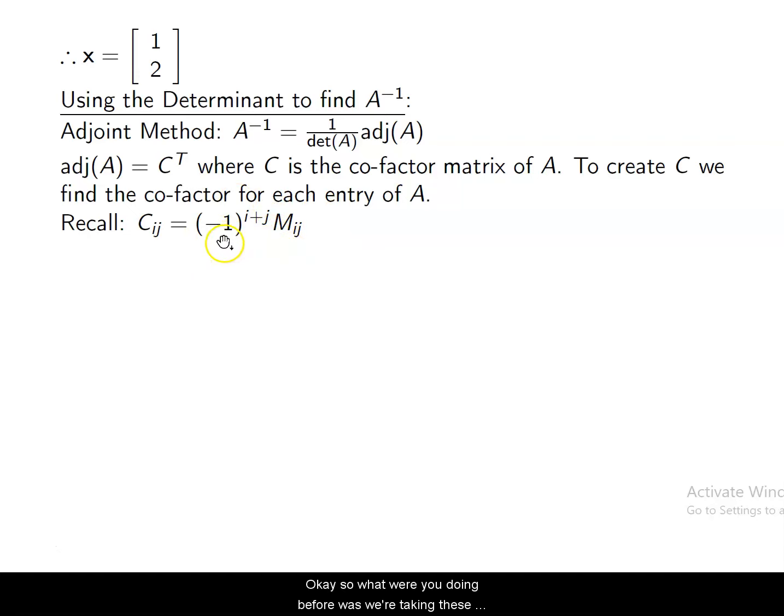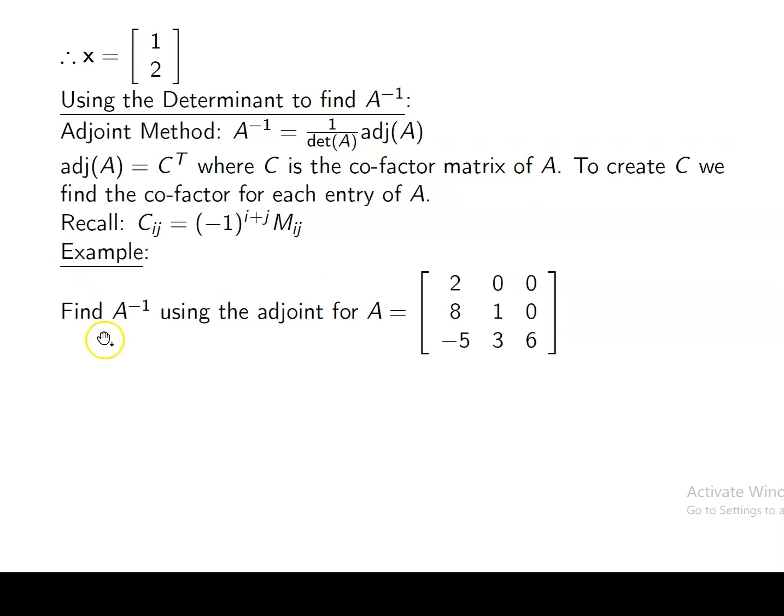So what we were doing before was we were taking these values and multiplying them times the entry Aij that we were at. Here we're doing all of the work except for multiplying it times the Aij term. Remember the minor is the determinant of the submatrix that you find when you block out the row and the column of whatever entry you're at. So we're doing that, but we're not multiplying times the entry. Let's just do an example. Once you have an example, it's easier to see.